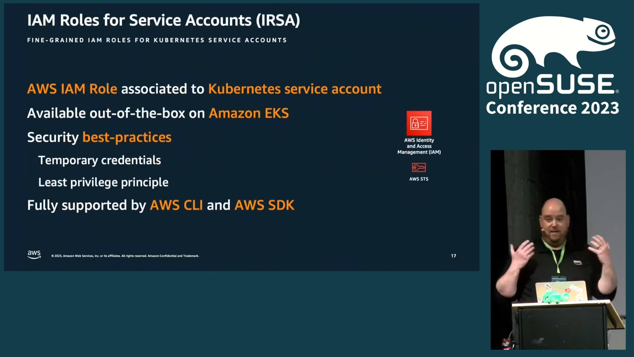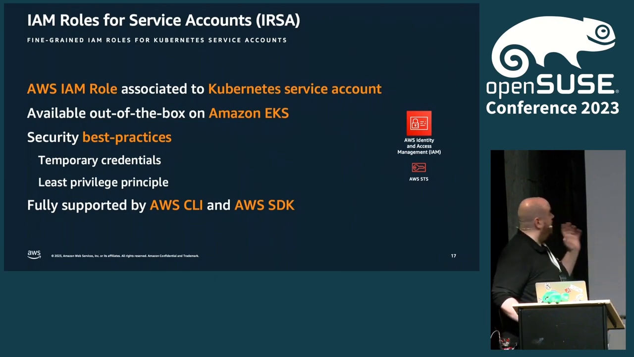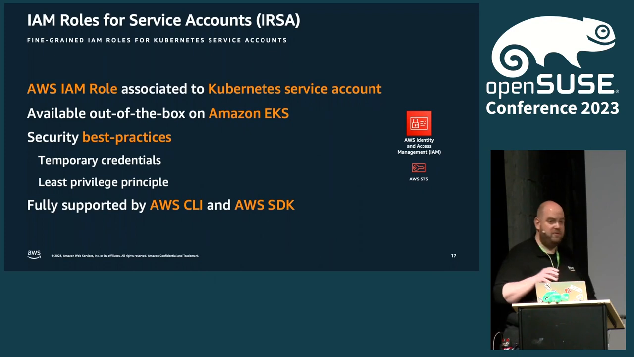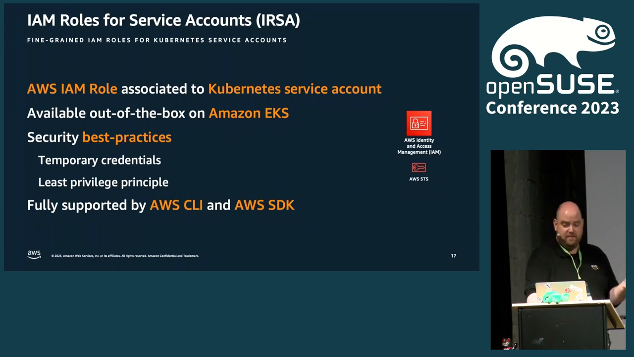So if I say we avoid that, how do we actually grant permissions? That problem can be solved when we use IAM roles for service accounts, or in short, IRSA. That's a feature where we assign AWS IAM roles to a Kubernetes service account. This feature is available out of the box on EKS, and it helps us to follow security best practices by providing short-term credentials, but also following least privilege principles. When I use the AWS CLI or SDK to access resources, that's supported. So they can leverage this kind of authentication method.